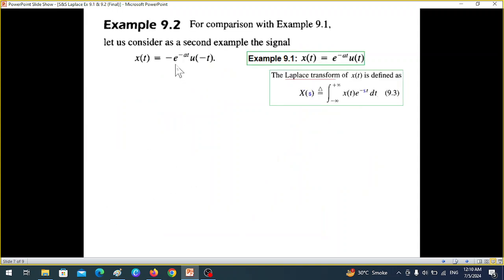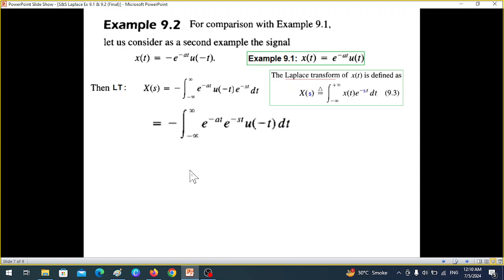The only difference is this minus sign here, and we have e raised to the power -at. This was 9.1, and this is 9.2. So see the difference: this minus sign is now addition, and instead of u(t), it is u(-t). So we'll use the same formula. Just plug in the value of x(t) e raised to the power -st, and we just move it to the right hand side. This is here. Now what is u(-t)?